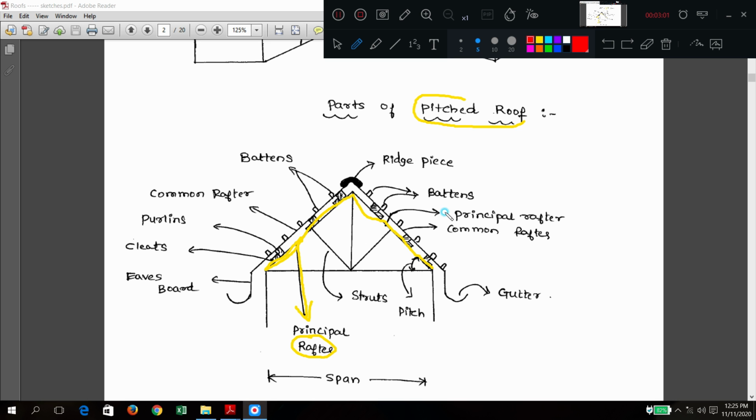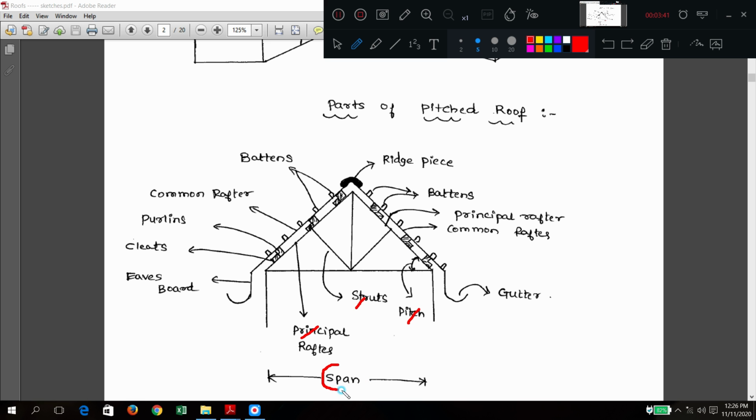And one more thing: the angle made by this rafter or slope with respect to the horizontal is called the pitch. Whatever the angle is, that is called the pitch. It is the inclination. What are these struts? These are the compression members of the truss. This inside portion we call the skeleton or truss portion. What we have completed is principal rafter, struts, and pitch.